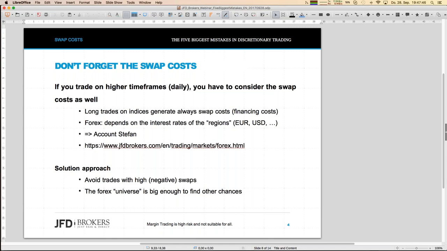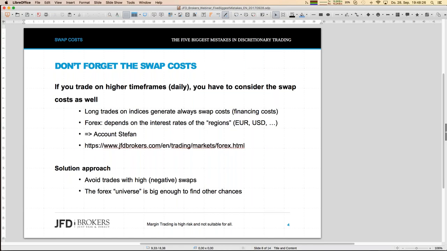For forex trading, the story is a little bit more complicated because it involves the different regions we trade against each other, like euro, US dollar. It means a European area against the US area, or Australian dollar, Japanese yen. So once again, two different regions, and it depends on the relationship of the interest rates in those regions, and they have an impact on the final interest rate or the swap costs of your trade, short and long.